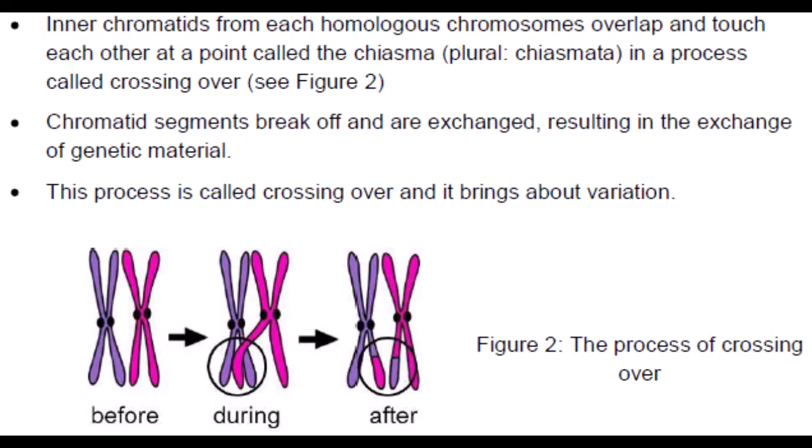This exchange of genetic material is profound. It's a major source of genetic variation. It ensures the resulting gametes are truly unique combinations of the parental genes. It's like shuffling the genetic deck right at the start. Talk about a genetic remix.